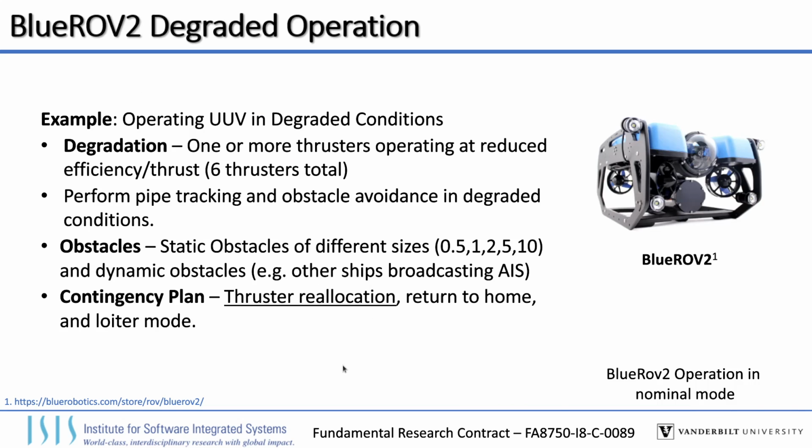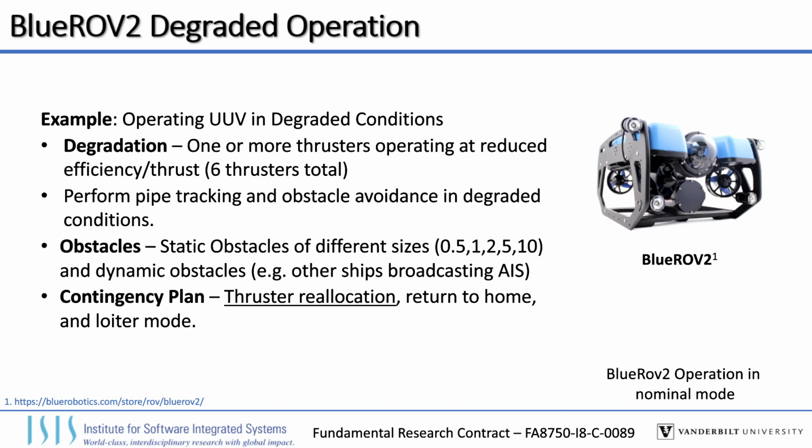For the Resonate application, we're interested in how the BlueROV2 UV is able to operate under degraded conditions. You might be able to see a few thrusters here. The BlueROV is a thrust vectoring controlled vehicle, so it does not have any fins. You simply turn by vectoring your thrust. There's a total of 6 thrusters, and when we introduce degradations, we'll degrade one or more of these thrusters and see how the vehicle is able to keep performing pipe tracking and obstacle avoidance in this degraded state.